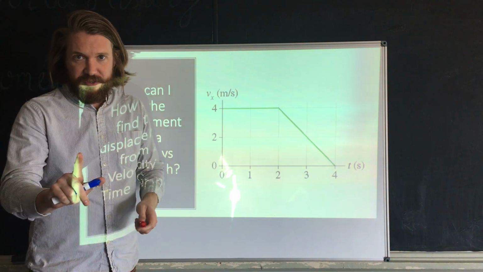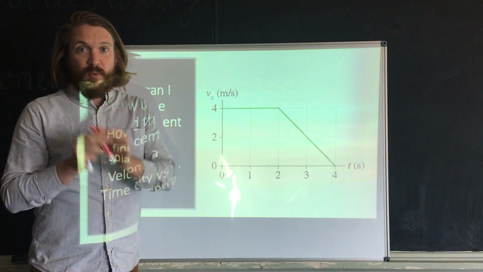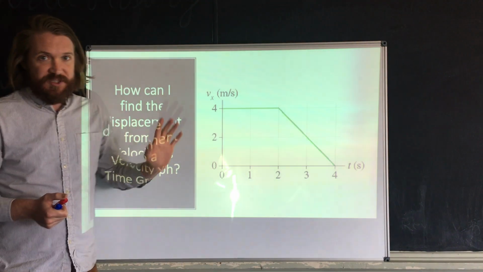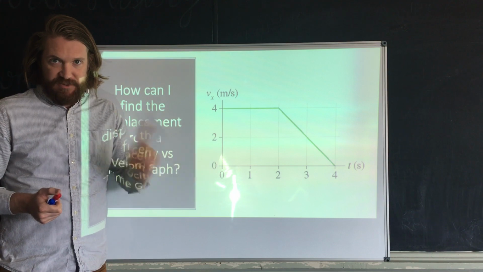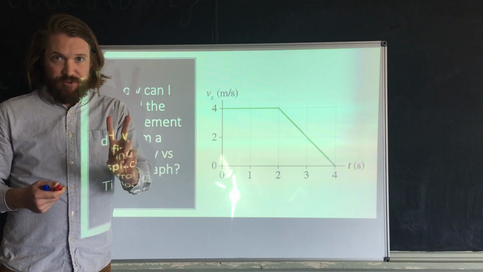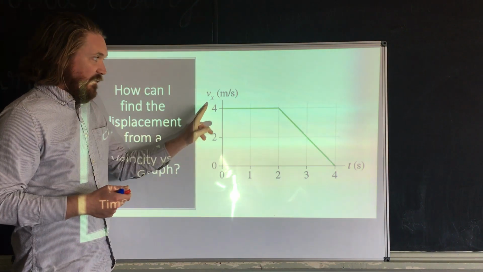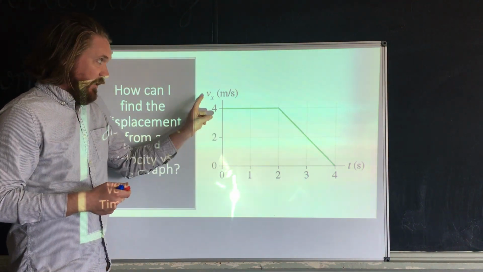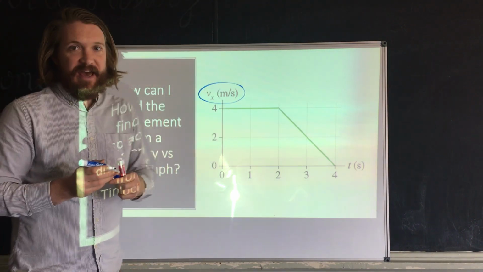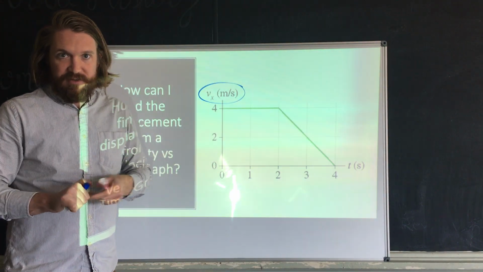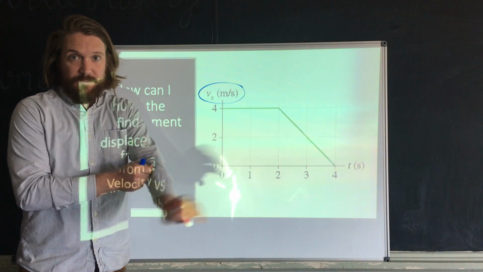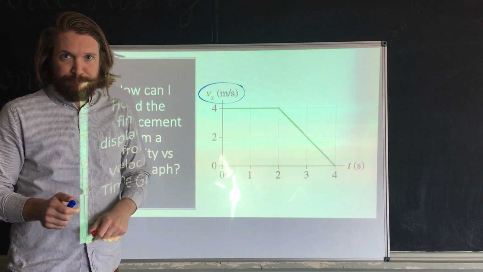In order to do this trick, you got to check a couple of things. Number one, the question has to be asking for displacement, okay? That's number one, okay? How far did somebody go? Number two, it has to be a velocity time graph, meaning on the y-axis, you have to have velocity, okay? This doesn't work if it's a distance time graph or an acceleration time graph. It has to be velocity, okay?